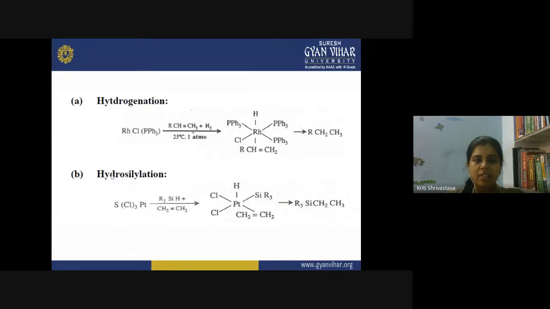Then we have the hydrosilylation reaction, in which you can see it's a silicon. This is not S, this is Si. So SiCl3Pt. Here the silicon, SiR3, that is the trialkyl silyl group, gets inserted over the metal atom along with the alkene, and then the silyl group is transferred to the alkene. So hydrosilylation is completed here, and the hydrocarbon with the silicon atom attached is formed.